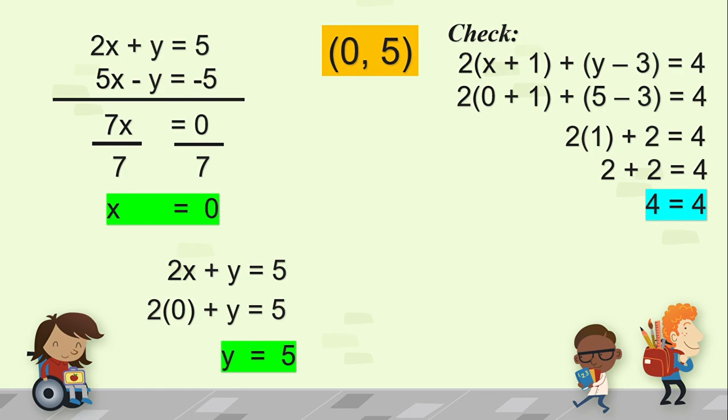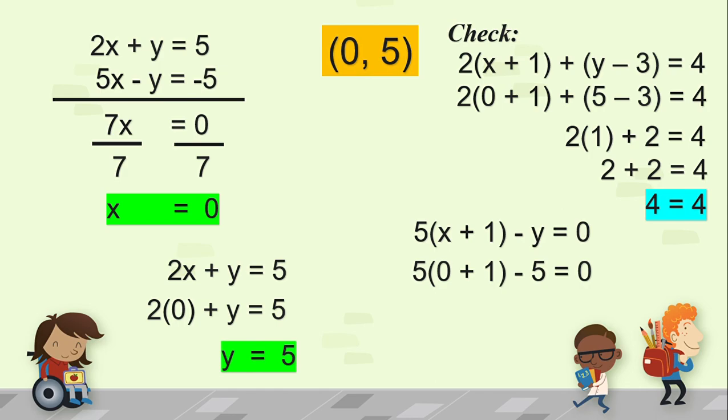Now, let's use the second equation, which is 5 times the quantity of x plus 1, minus y is equal to 0. Now, let's substitute the value of x by 0 and the value of y by 5. So it will become like this. And after that, 0 plus 1 is 1. And then 5 times 1 is 5. Minus 5 is equal to 0. So therefore, 0 is equal to 0.